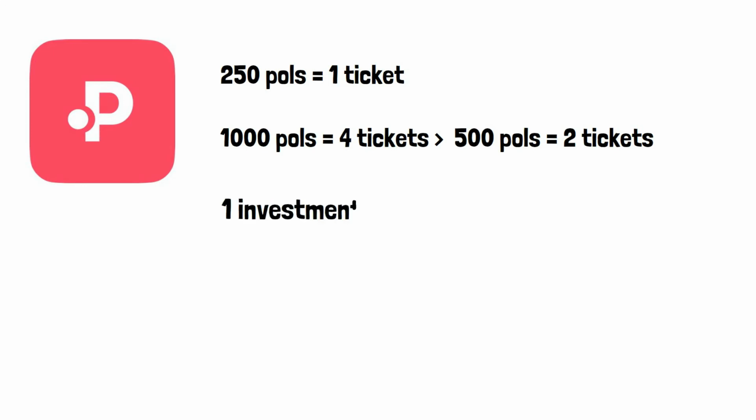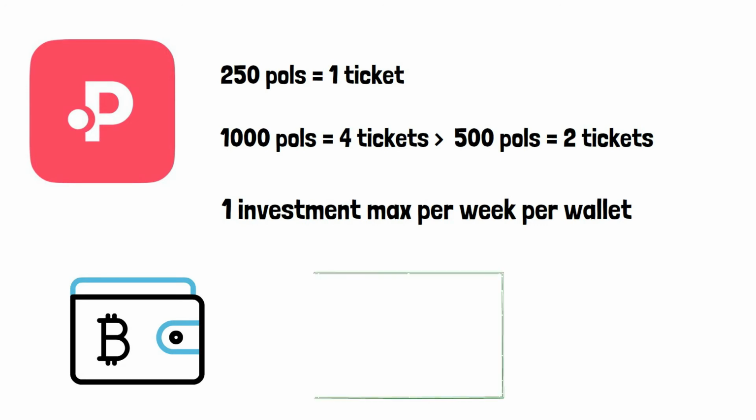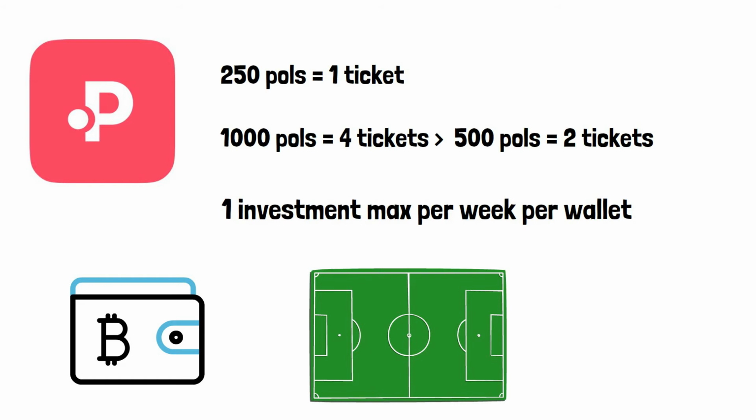And in their current system, you can only win one investment per week. So if you do own a lot of polls, some people may split it between their wallets to win more investments if you hold over, let's say, 10,000 polls. But the reason of saying that you can only win one investment per week is this is their way of evening out the playing field between whales and average users.